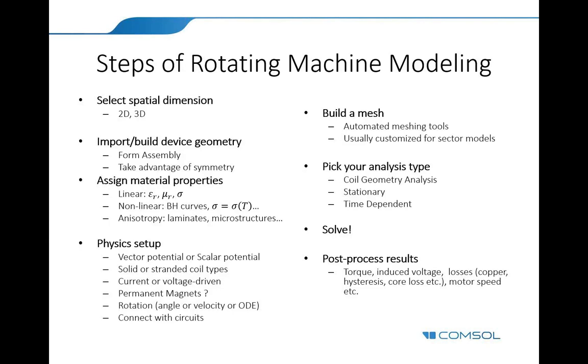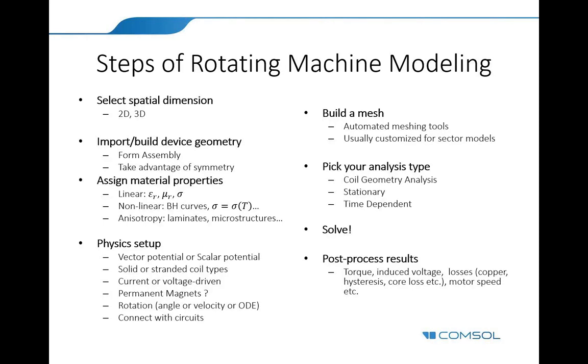You want to assign magnetic materials, or you can also assign permanent magnets, for example, or assign the lamination and different conductivity in the coils and so forth. So that will be taken care of under material assignment. In the physics setup, as I mentioned, it's a combination of vector and scalar potential formulation.